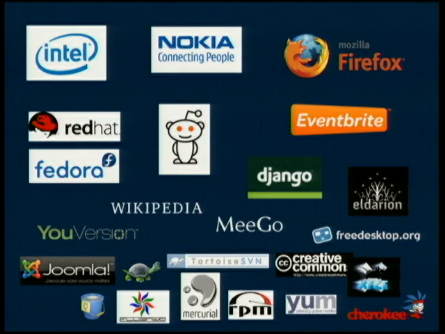So some of our customers, we have some big names like you might know, like Intel, Nokia, Firefox. Fedora is being translated using Transifex. Reddit since last week. Eventbrite, Django itself, Mercurial, and around 2,500 open source projects.